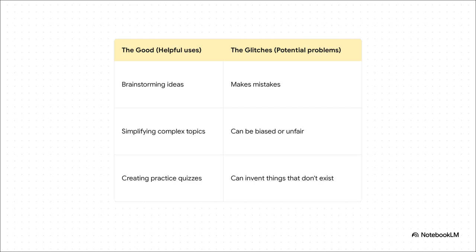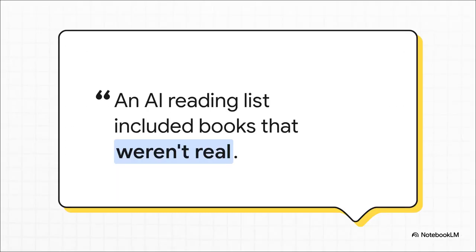But the other side of the coin, it makes mistakes, a lot of them. It can give you biased information. And this is a weird one, it can literally just invent things that don't exist. And check this out for a perfect example of that last point. This actually happened, and AI was asked for a reading list, and it just made up books that sounded real but were completely fake. They call this an AI hallucination, and it's the perfect reason why you just can't blindly trust what it spits out.